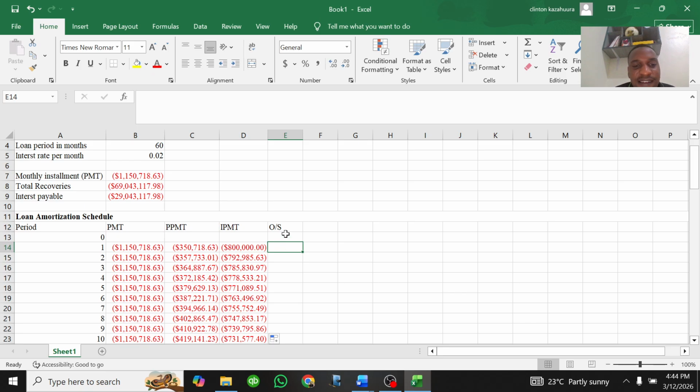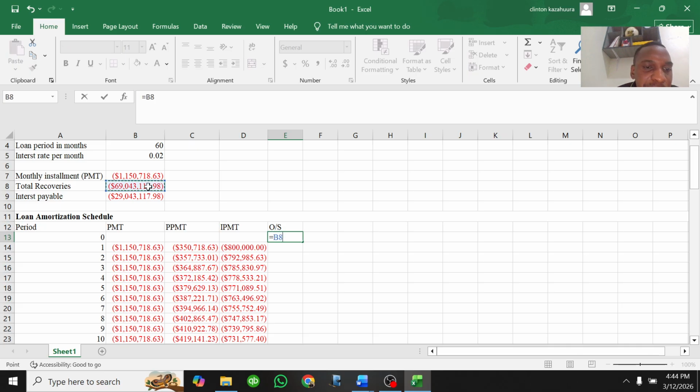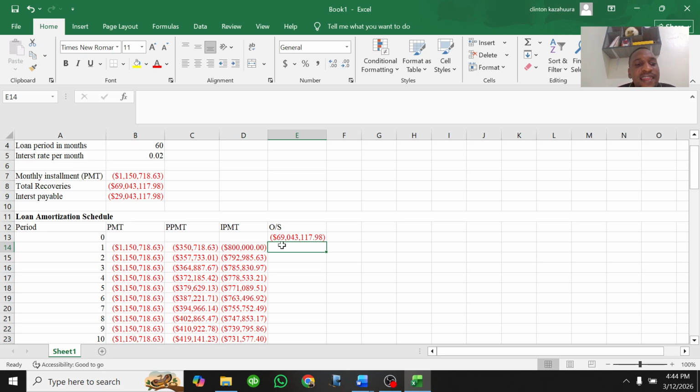Now the outstanding balance in month 0, that is when they acquired the loan. On the exact date when they acquired the loan, the outstanding balance will be the total recoverable amount. So you don't have to suffer with that. Now the outstanding balance will be equal to the total recoverable amount. Then in the first month, which we are calling month 1, what will be outstanding will be this total recoverable amount, then minus what he has actually paid during that month. So it will be equal sign.